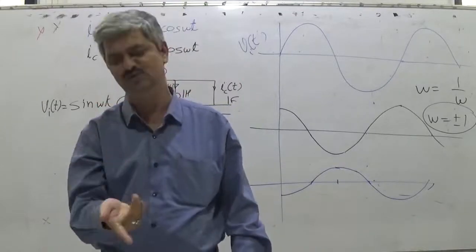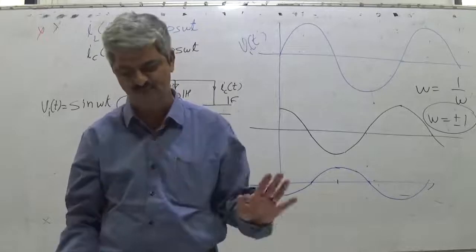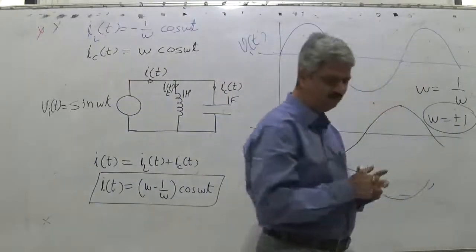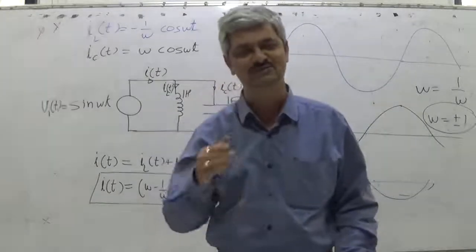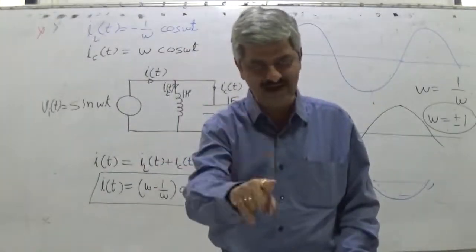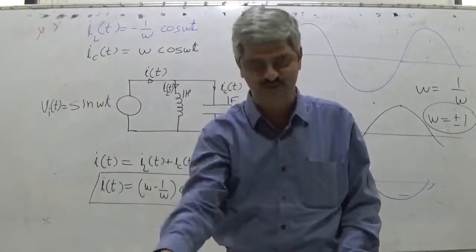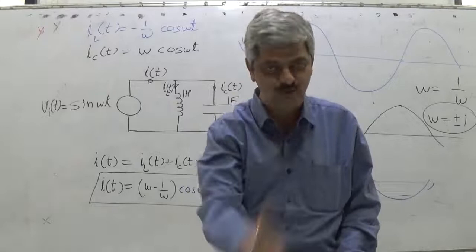We will explain it using a phasor, but right now that is not so important. So what happens when omega is equal to minus 1? Let us not consider that. Omega square equal to 1 has two roots: omega is plus 1, omega is minus 1. At least we can say for omega equal to 1, what will happen?